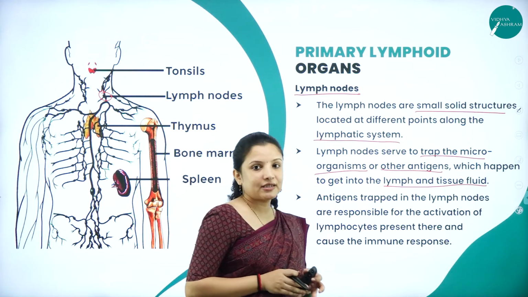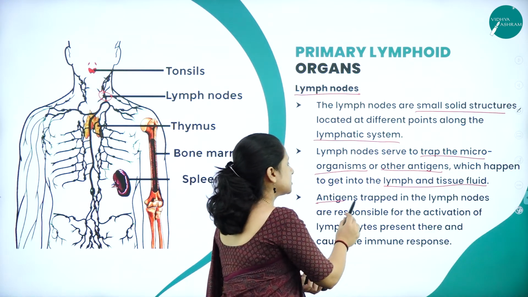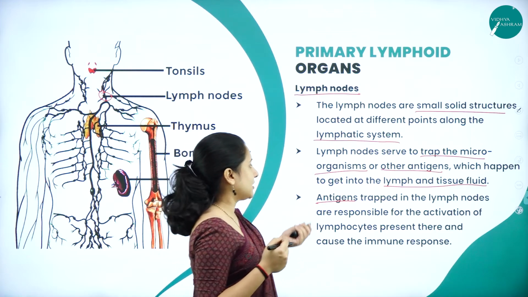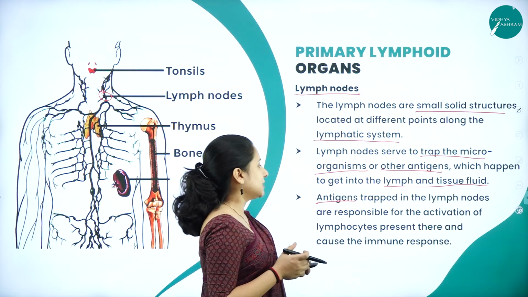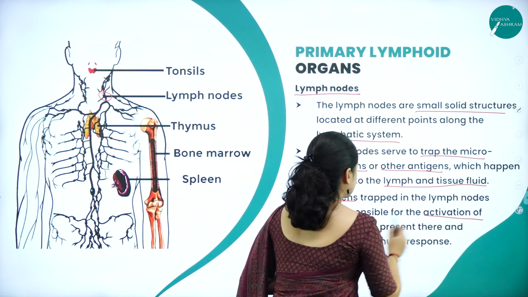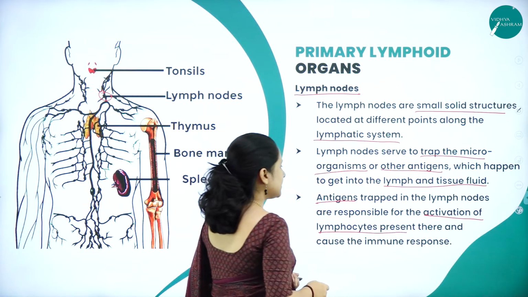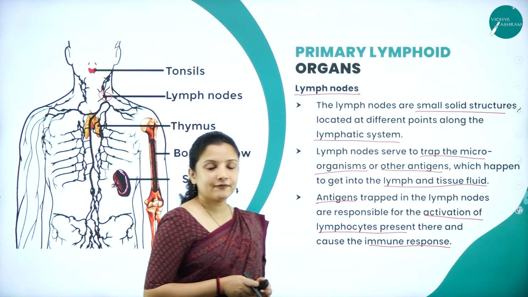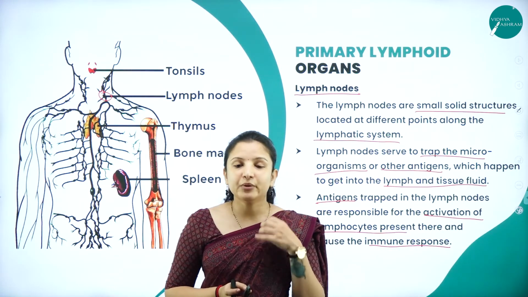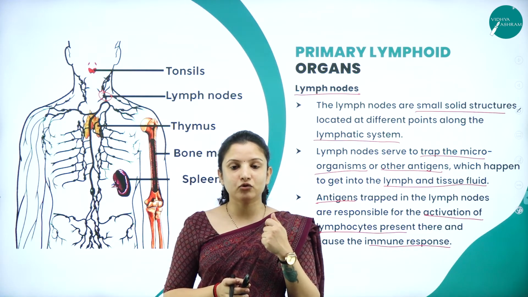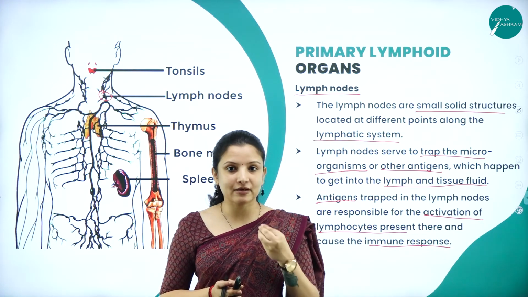And the antigens that are trapped, what are antigens? They are also foreign substances that are entering into the body, right? The antigens trapped in the lymph nodes are responsible for the activation of the lymphocytes present there, and they cause the immune response. So what will these lymph nodes do? Say, for example, we are having a cold. When we have a cold, which is the antigen that enters into our body? It is the influenza virus, right?